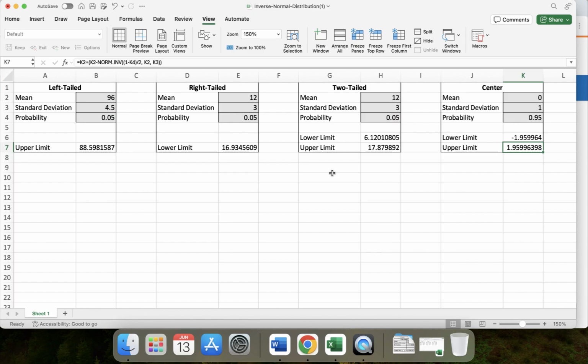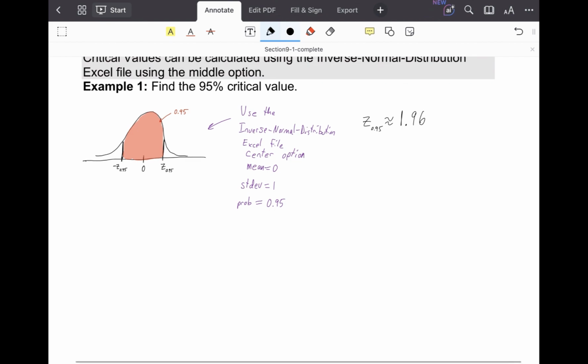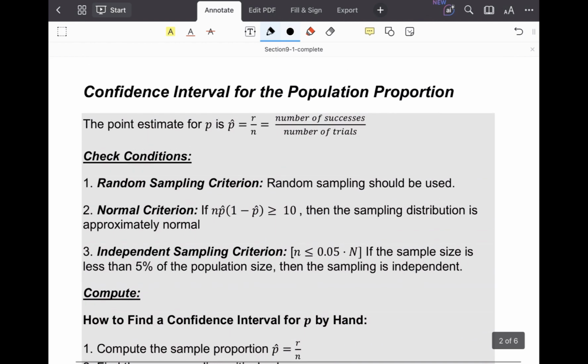Let me go back. There it goes. If you wanted to find other critical values, typically you're just going to look onto the confidence interval Excel file because it's going to be in there. But you could also use the inverse normal. You would just change this 95 to whatever confidence level they give you in the problem, and it would just change this input right here. Okay, I think that's the last time we're going to use that one.